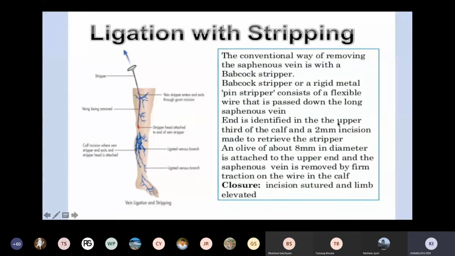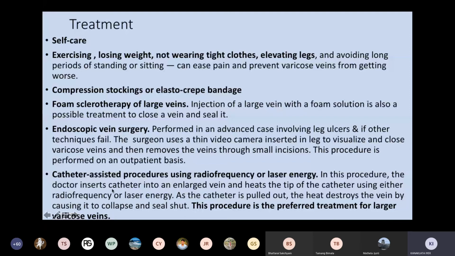Then the end is identified in the upper thigh or the calf, and at that place a 2 mm incision is taken to retrieve the lower end of the stripper. Then an olive, or some round object of 8 millimeter diameter, is attached to the upper end, and then it is pulled down. As it comes down, it removes the whole vein along with the wire from the lower opening. And then the incision up here is closed. So this was called ligation. But there are so many other non-invasive options.